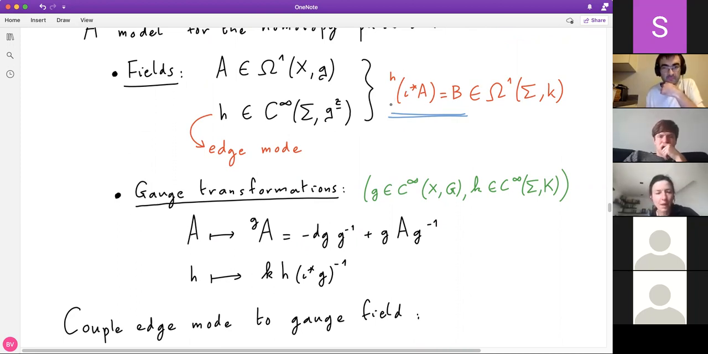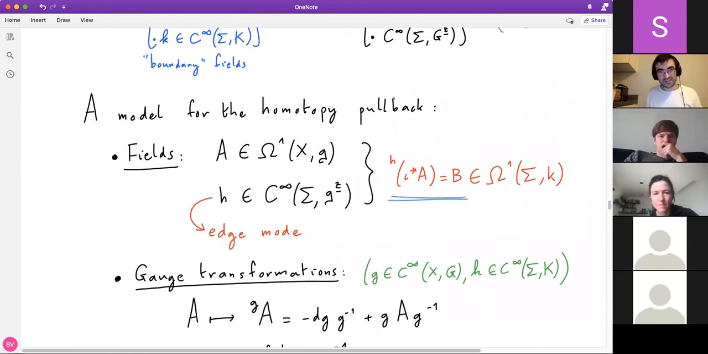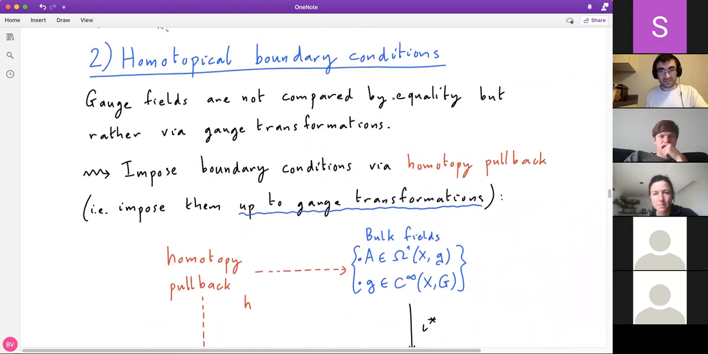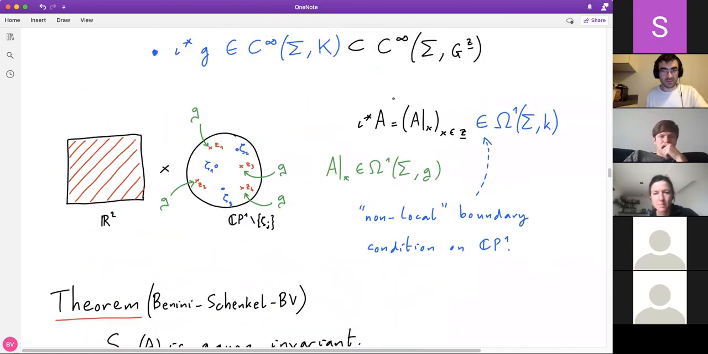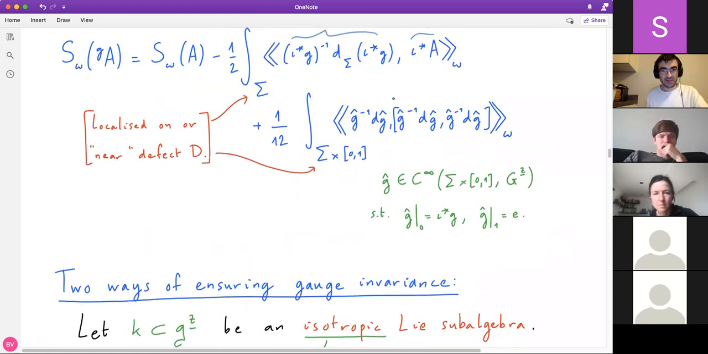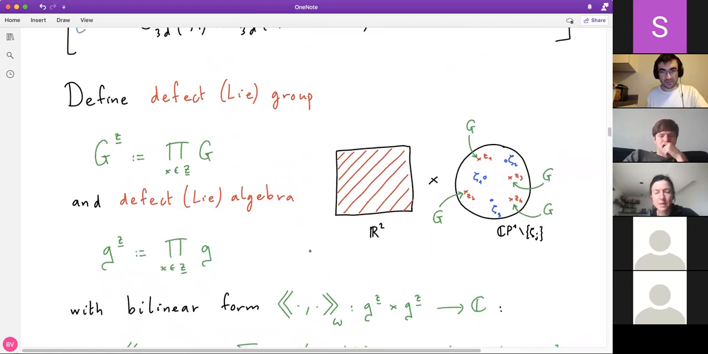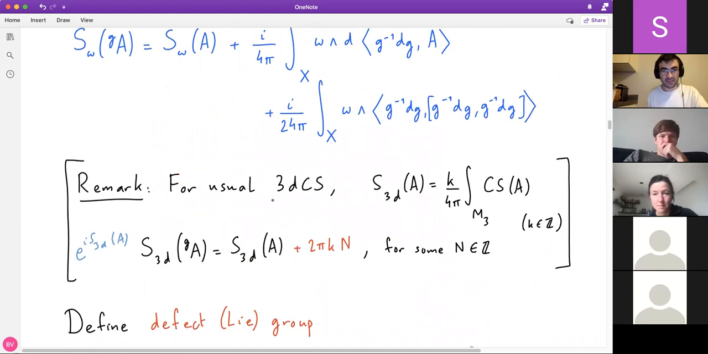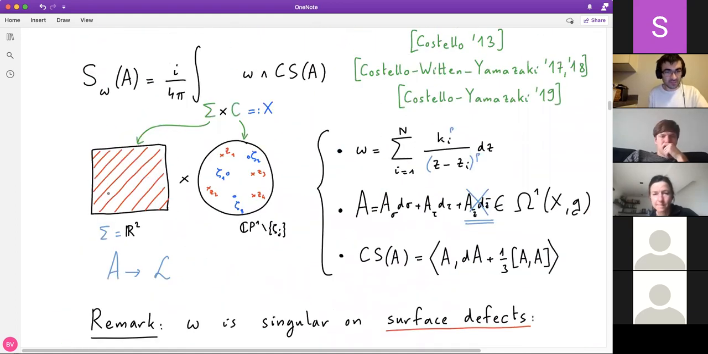Can I ask a question? Yes. Are you able to introduce Wilson lines in the story? Yes. So, you can, and it's a very interesting story. These will live on sigma. At least that's one class of Wilson lines you can consider. In other words, there will be lines on sigma. Exactly, yes. Remember, sigma is this copy of R2. So you'd have lines here.